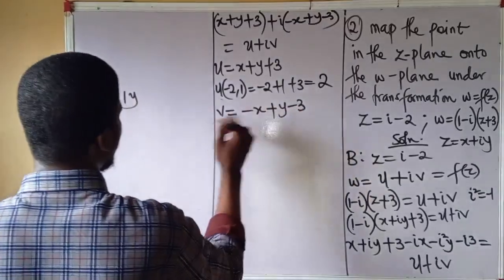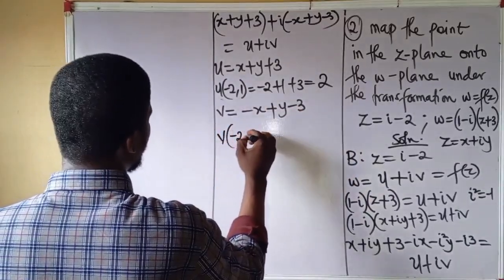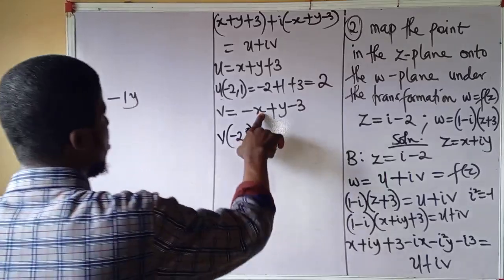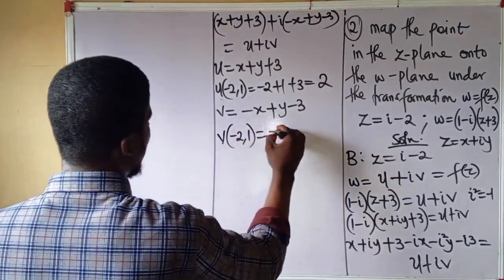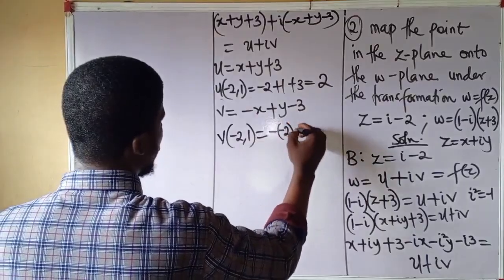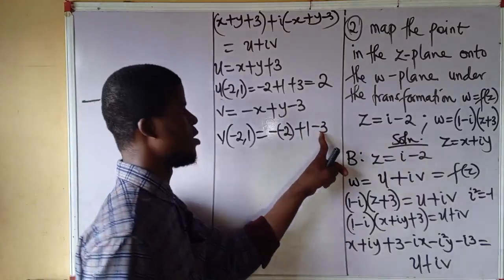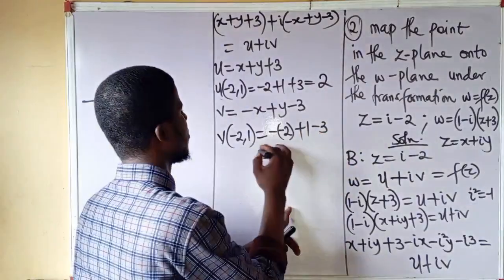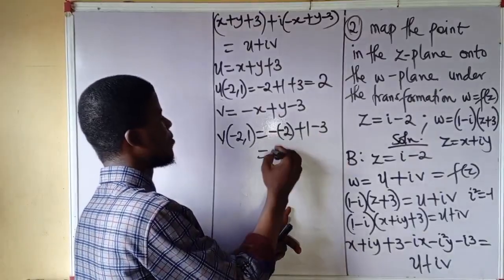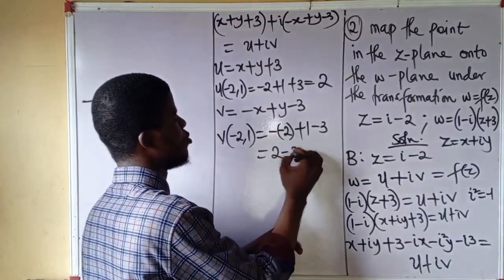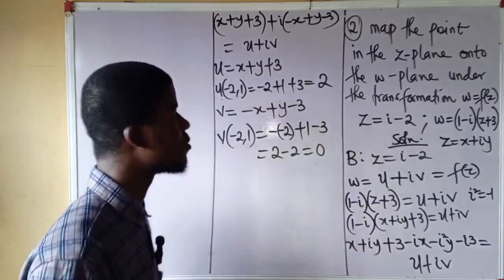So if we do the same here, V of minus 2 comma 1, X is minus 2. So I'm having minus 2 plus Y, which is 1, minus 3. 1 minus 3 is minus 2, right? So we have plus 2 here. And this one will give us minus 2, and that will give me 0.